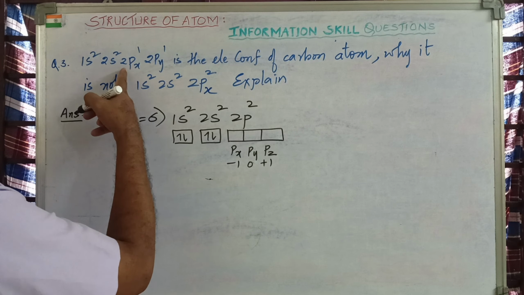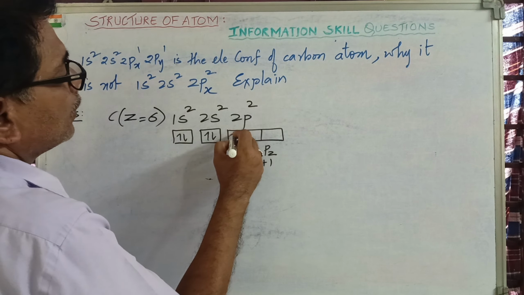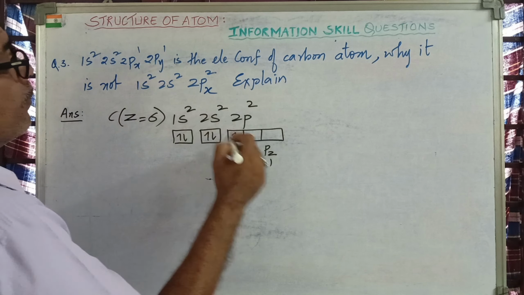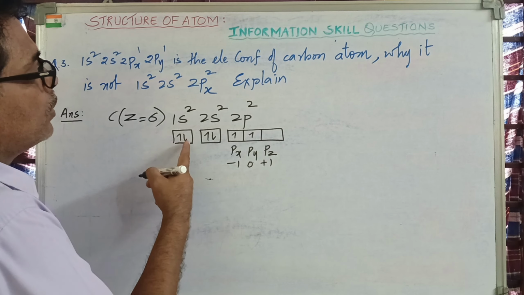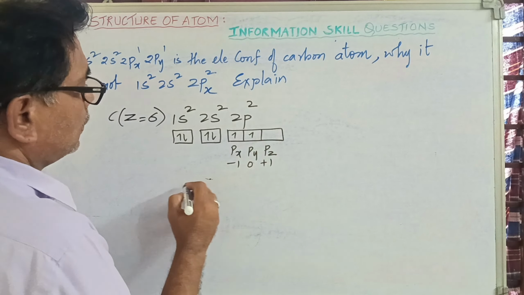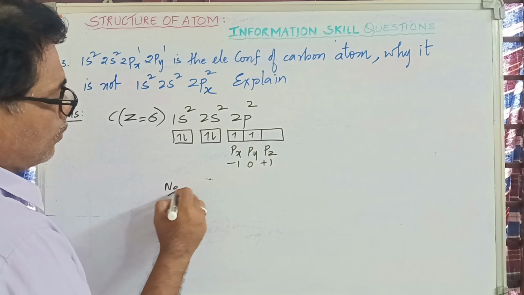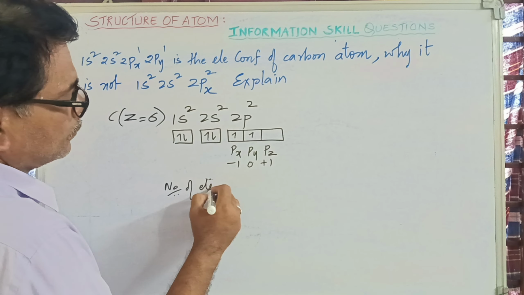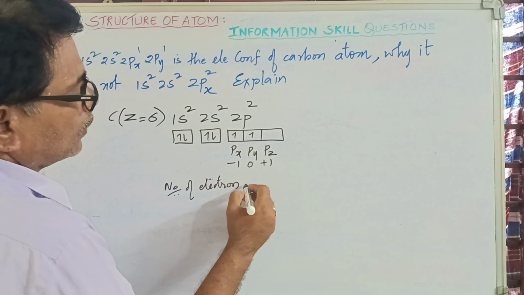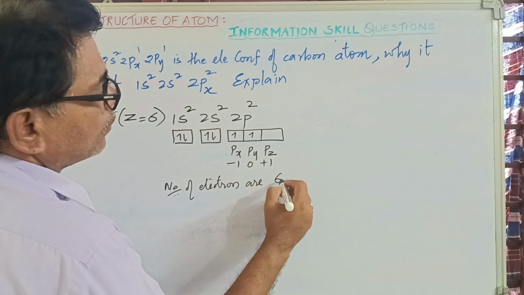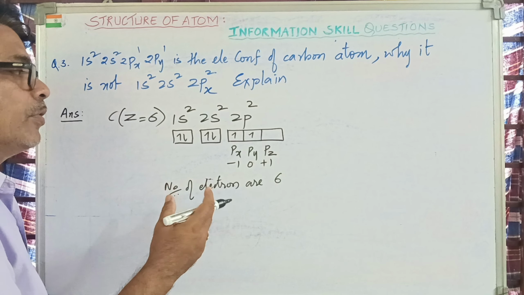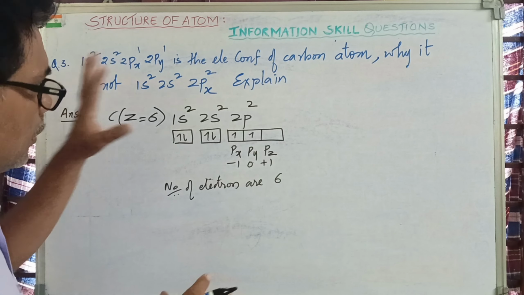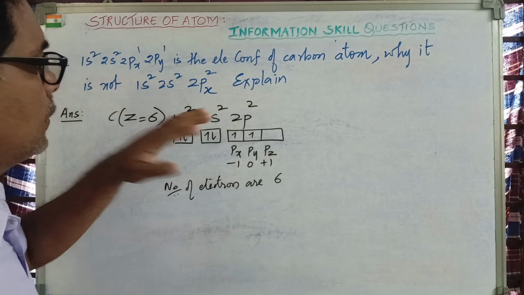Now what happened? In the first case he is telling it is 2px1, so 1 electron over here, and 2py1, so 1 more electron here. So on the whole, 1, 2, 3, 4, 5, 6. Therefore the number of electrons is 6. In the same way the number of protons will be the same, 6, and the number of neutrons will be the same. That is a different story.